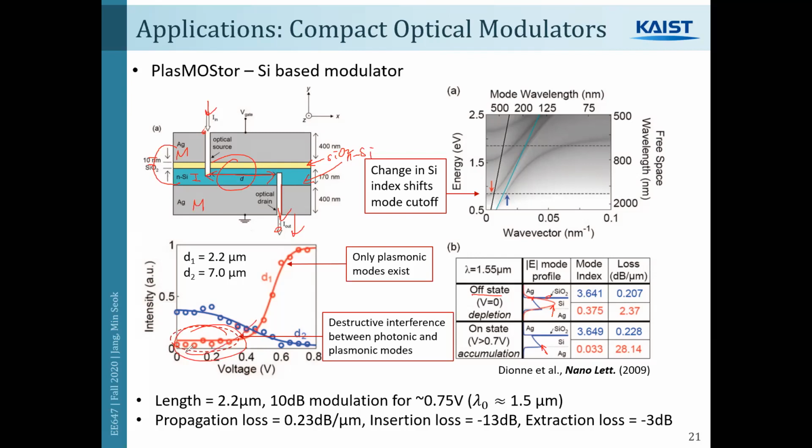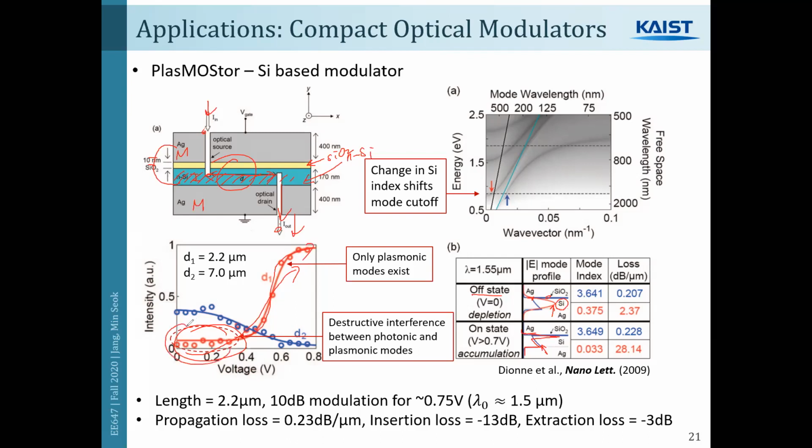And as you increase the voltage, you now induce charges in the silicon layer. When the silicon layer has charges, these free electrons can act as a source of loss, right? You can see that here the red mode has more energy in silicon, while the blue mode doesn't have that much energy in silicon. So these induced charges basically kill the red mode, and only the blue mode survives when the voltage is applied. So when voltage is applied, you can observe a non-zero transmission.